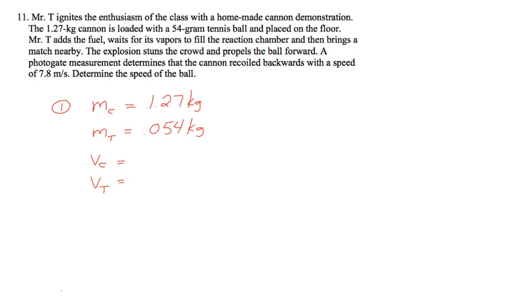Now, before the explosion, the velocity of the cannon and the velocity of the tennis ball are what? What are their velocities? Before it explodes, what are they? 0. So we have 0 meters per second for both. So that means I don't have any momentum before the explosion. If I don't have any momentum before the explosion, then the sum of my momentum after the explosion has to still be 0.